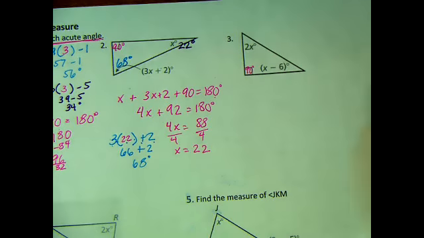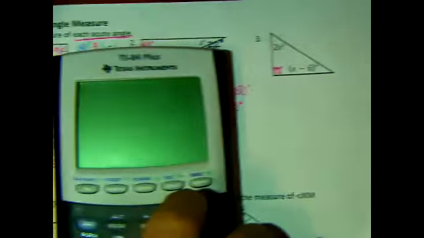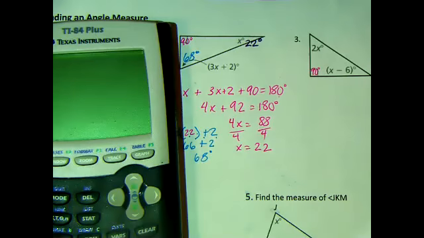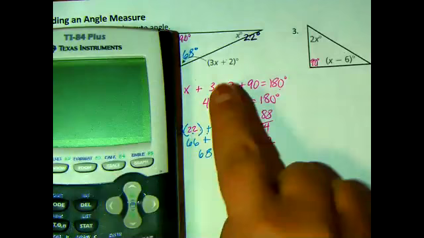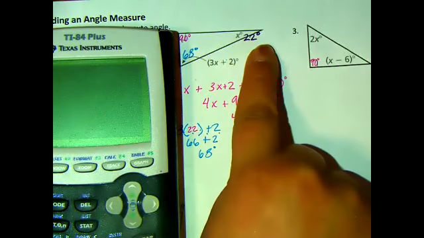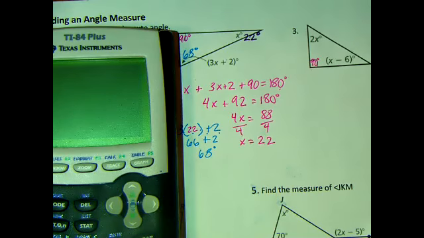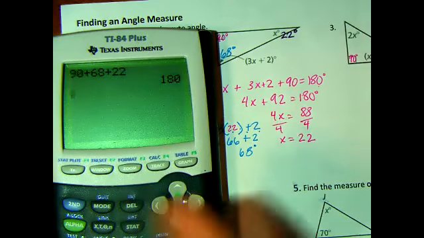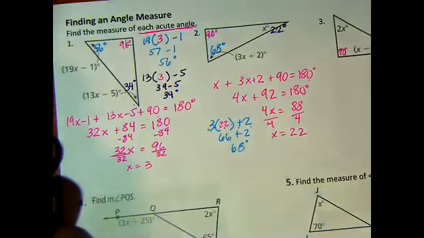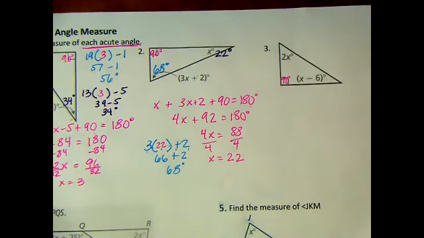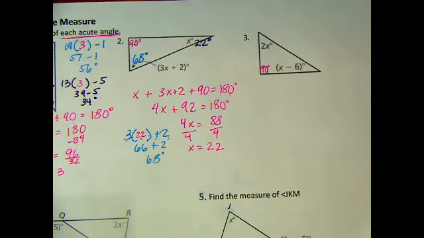Okay, quick check. My handy dandy calculator. I'm going to add my 3 angles together. 90 degrees, 68 degrees, 22 degrees. 90 plus 68 plus 22. We have 180 degrees, and we are good to go. Okay, there we go. There you go, number 2.